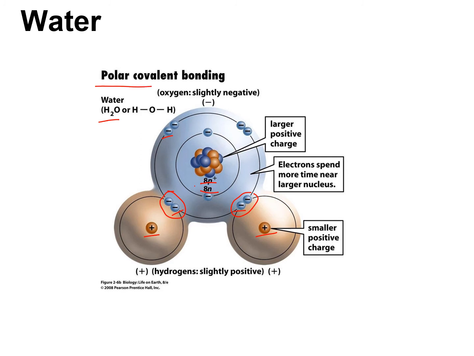And remember that this forms a polar covalent bond because this nucleus has such a high positive charge. The electrons tend to spend more time around the oxygen's nucleus and less time around the hydrogen's nuclei. So the hydrogens tend to have a positive charge, whereas the oxygen tends to be slightly negative. And being a polar covalent molecule, this gives water a lot of unusual characteristics.